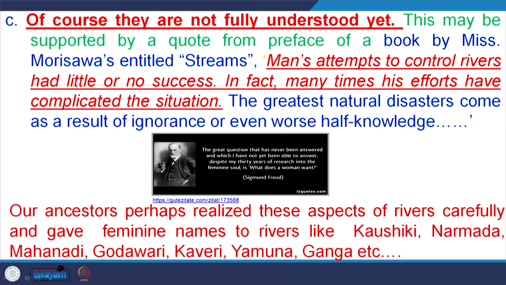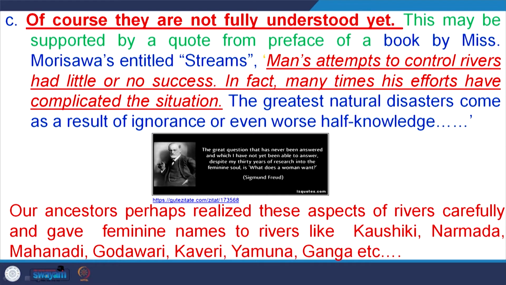This may be supported by a quote from the preface of a book by Miss Morisawa entitled Streams: Men's attempt to control rivers has had little or no success. In fact, many times this effort has complicated the situation. The greatest natural disasters come as a result of ignorance or, even worse, half knowledge. So these are a few reasons why rivers can be compared with women.